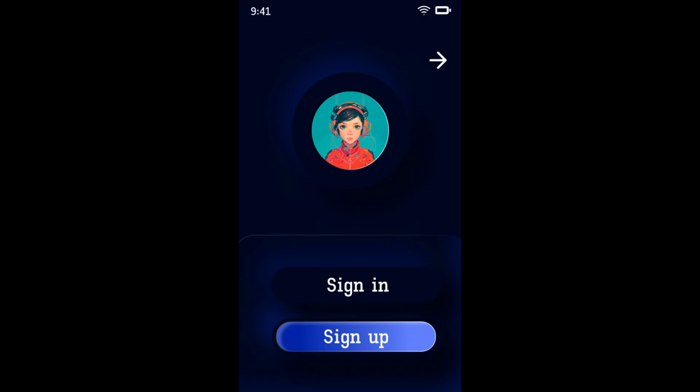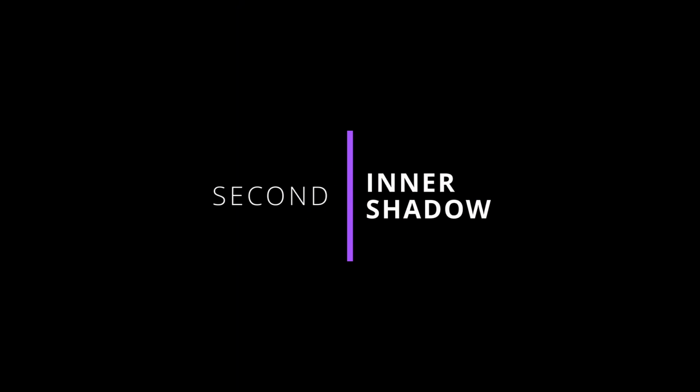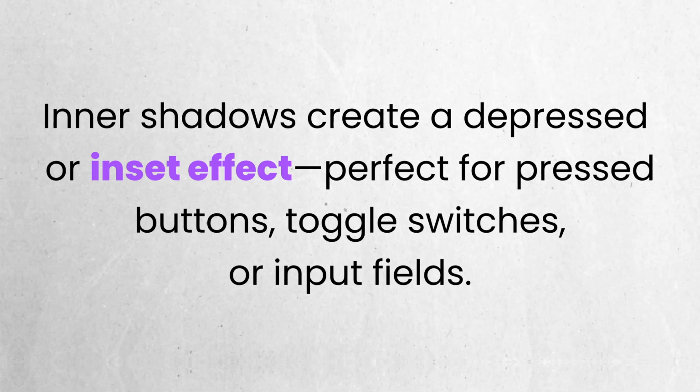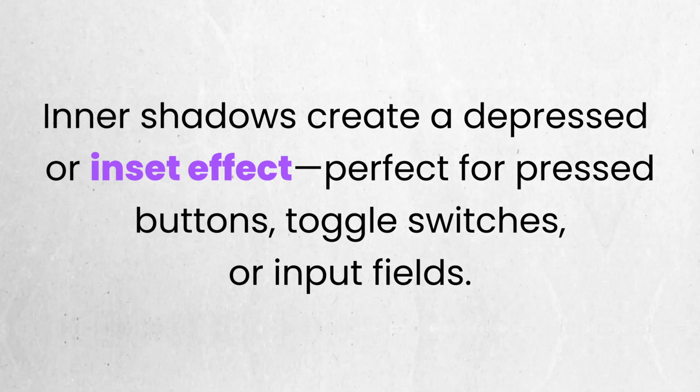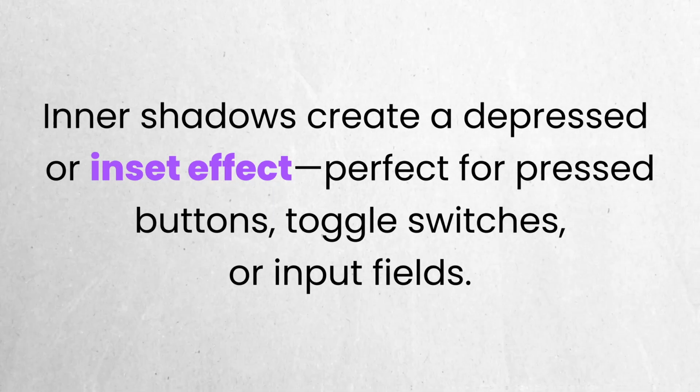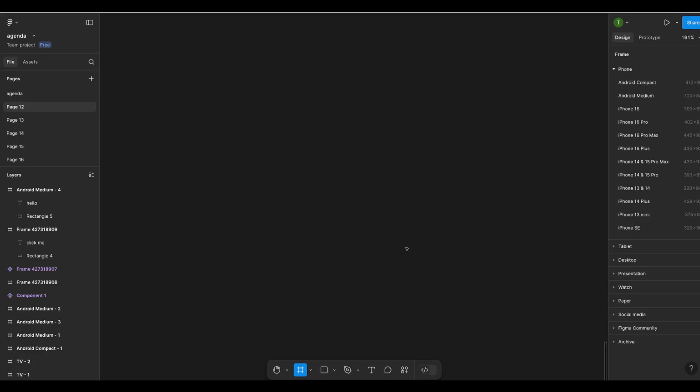Now, as you can see, our button appears 3D and it looks as if it is embedded in our frame. You can create multiple such buttons, toggles, etc. and you can create a full app UI using Neomorphism. Let's move on to inner shadows. Inner shadows create a depressed or inset effect, perfect for pressed buttons, toggle switches, or input fields.